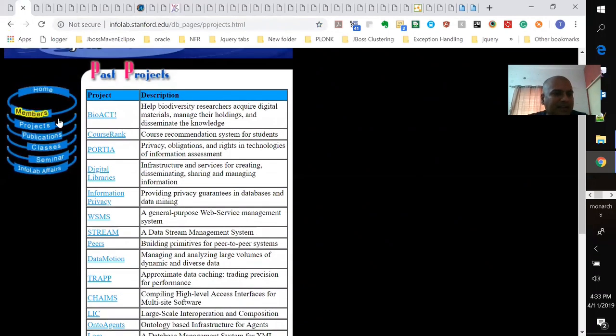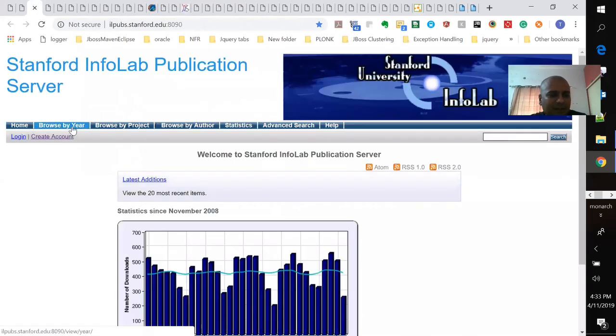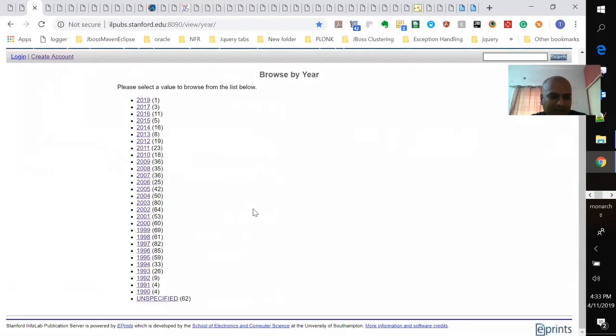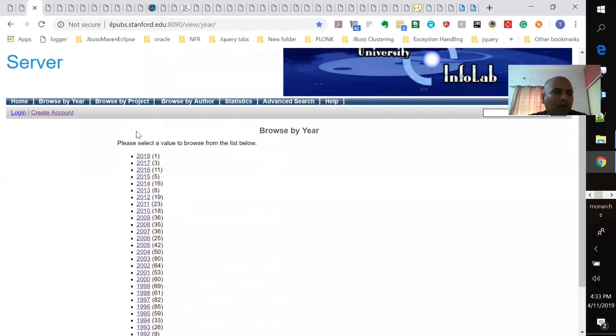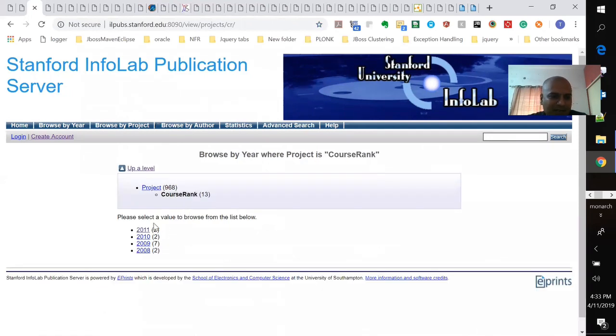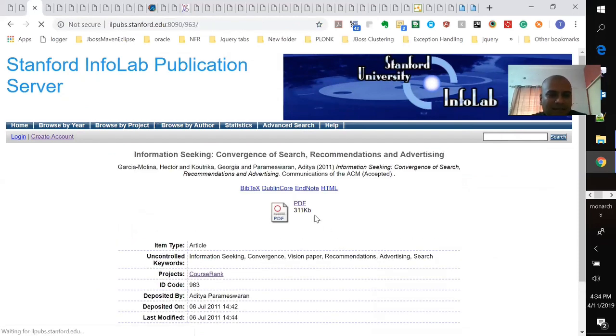The other way is directly going to the publication. Here you can see all the publication year-wise, or you can also see the publication project-wise. For example, for this project course rank, there were 13 publications, the latest one being in 2011, which is information seeking, convergence of search, recommendation, and advertising. You can get the PDF of it here.